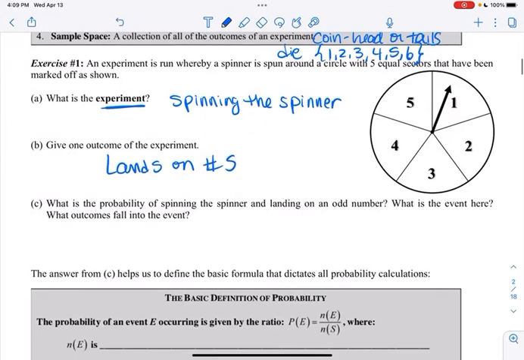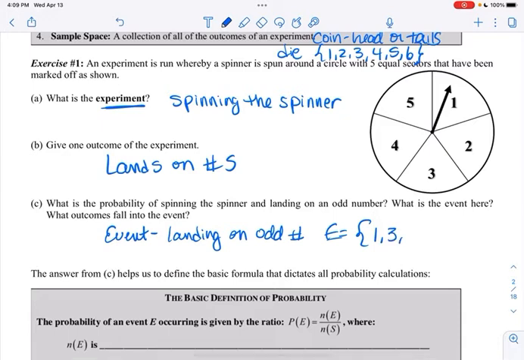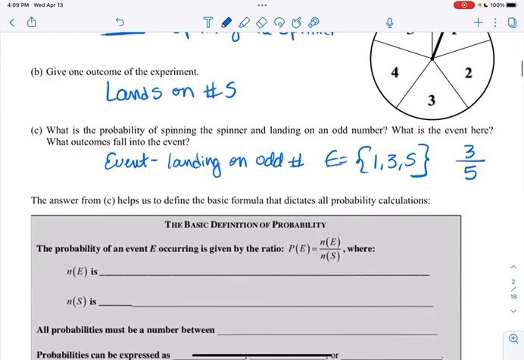What is the probability of spinning the spinner and landing on an odd number? Well, the event is landing on an odd number, and my possible odd numbers are 1, 3, and 5. There are 3 ways I can land on an odd number, and there are 5 possible outcomes. So that's how probability is going to work.